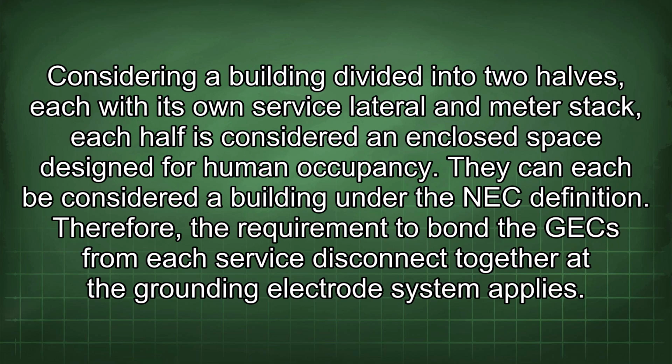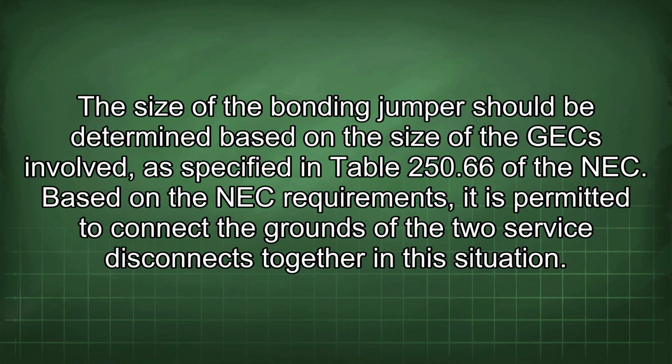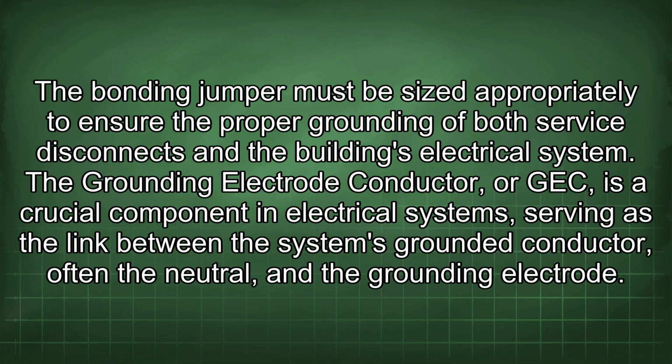Considering a building divided into two halves, each with its own service lateral and meter stack, each half is considered an enclosed space designed for human occupancy. They can each be considered a building under the NEC definition. Therefore, the requirement to bond the GEC from each service disconnect together at the grounding electrode system applies. The size of the bonding jumper should be determined based on the size of the GEC involved, as specified in Table 250.66 of the NEC. Based on the NEC requirements, it is permitted to connect the grounds of the two service disconnects together in this situation. The bonding jumper must be sized appropriately to ensure the proper grounding of both service disconnects and the building's electrical system.